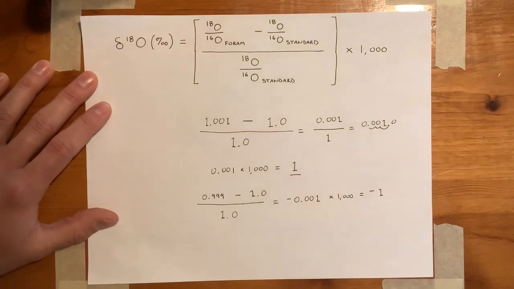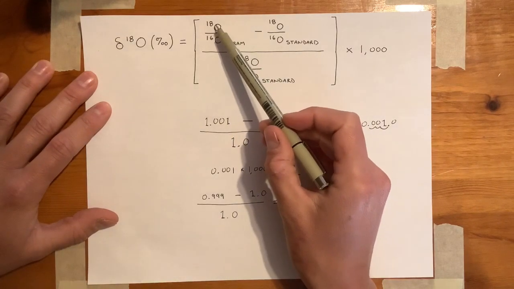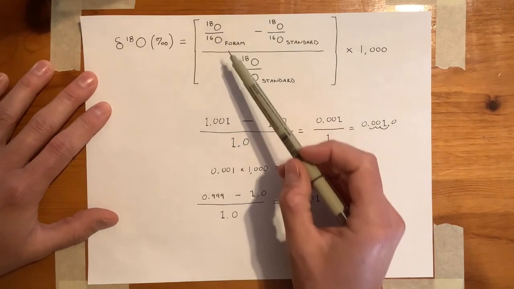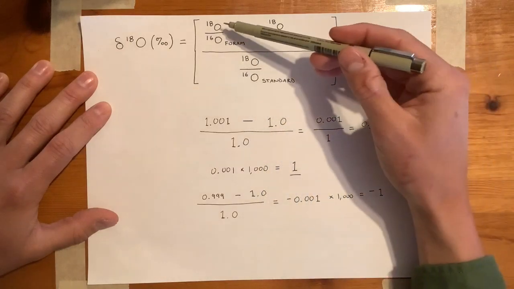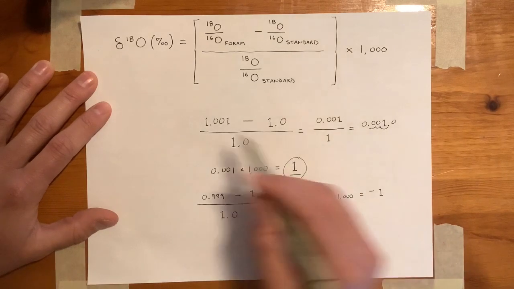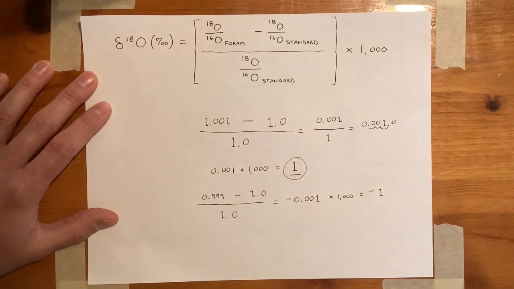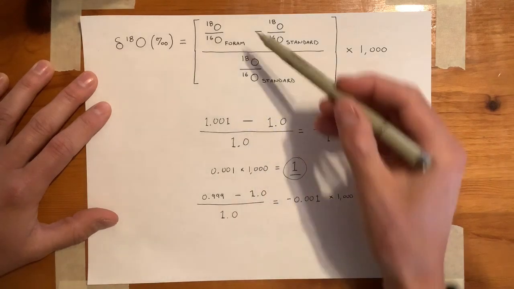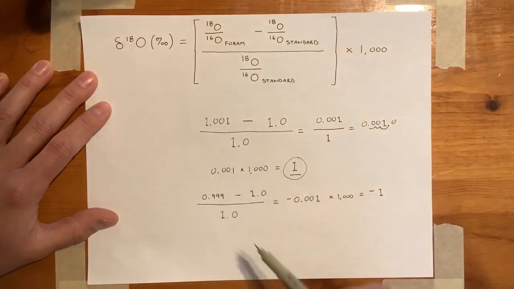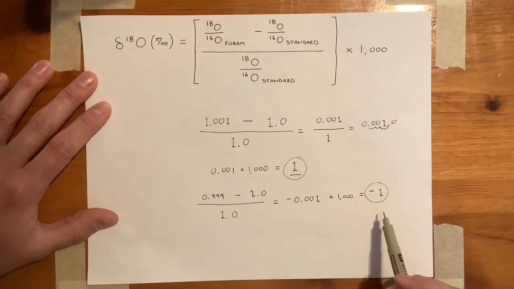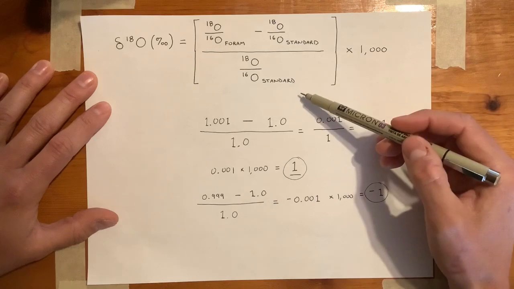So this tells us that samples with a greater amount of oxygen 18 compared to 16 are going to tend to go towards positive delta 18O values. In contrast, samples that have a smaller amount of oxygen 18 in them, so lower 18 to 16 values, are going to tend to go towards smaller or even negative numbers. It depends on the value of our standard.